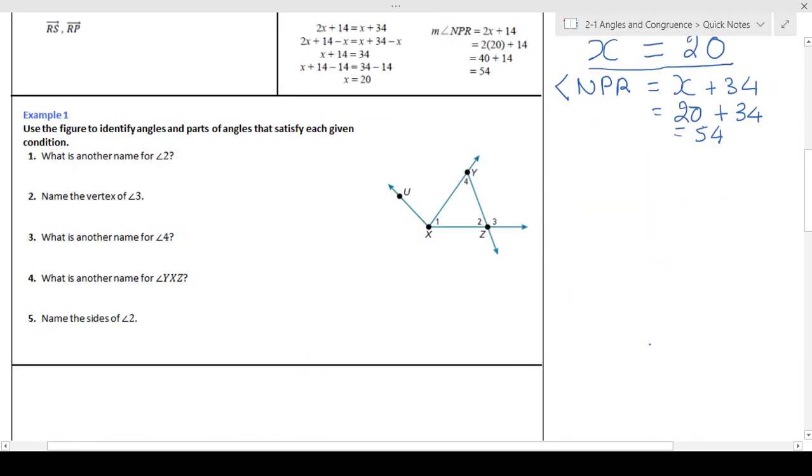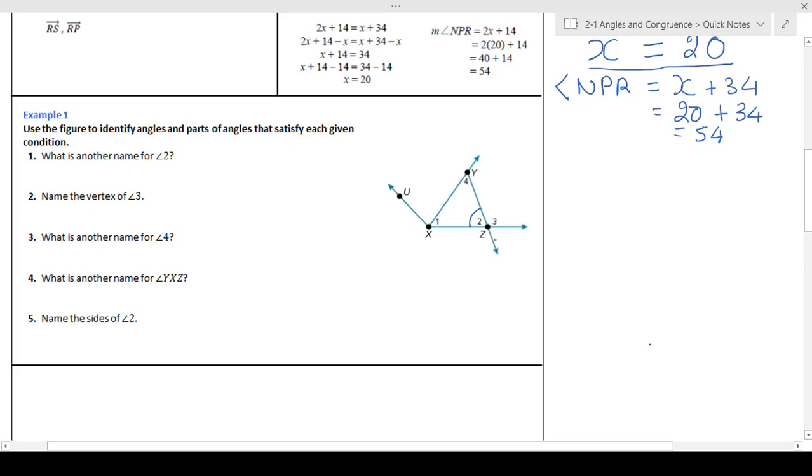Here, exercise number 1. Use the figure to identify angles and parts of angles that satisfy each given condition. Number 1. What is another name for angle 2? Where is angle 2? This is angle 2. He gave me the name by a number. Then I must write the other name by 3 letters.